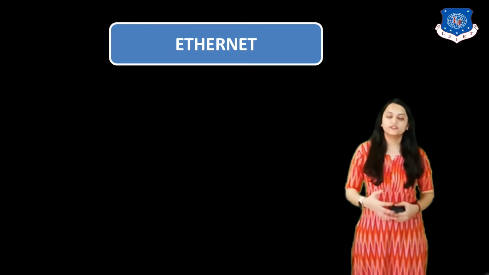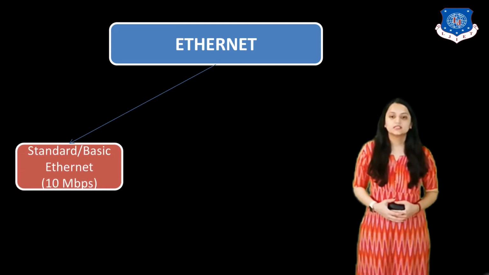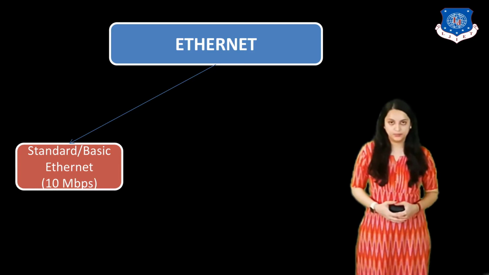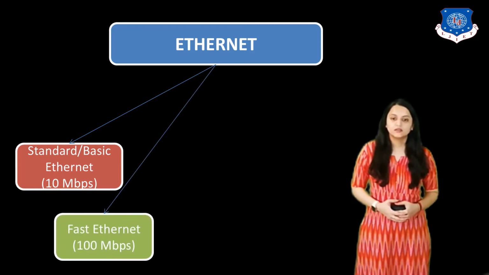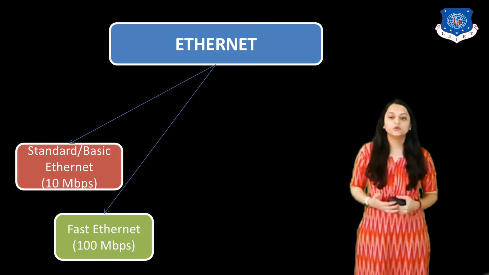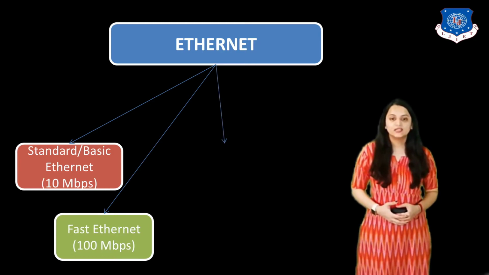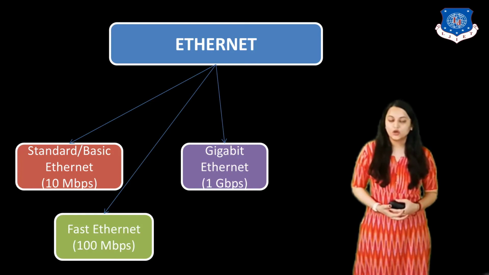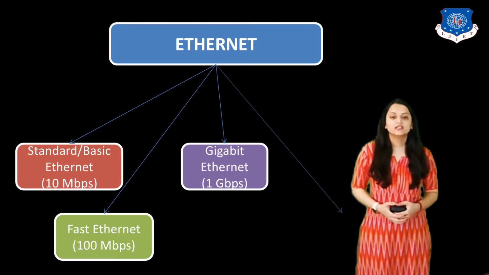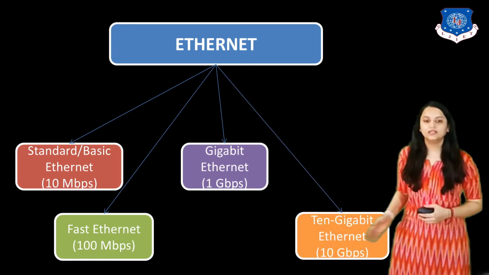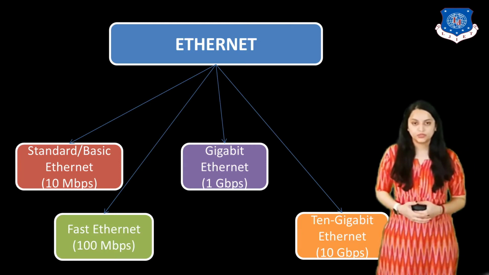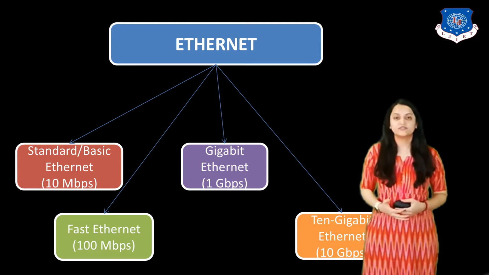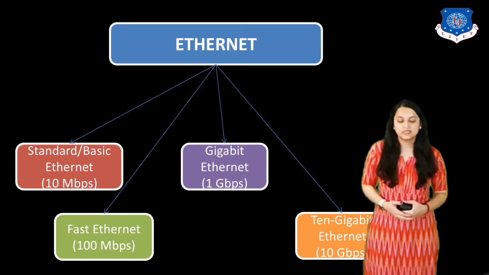So in Ethernet, there are different types of Ethernets. First one is standard or basic Ethernet, which provides the speed of 10 Mbps. Next is fast Ethernet, which provides a speed up to 100 Mbps. After that, the next Ethernet is Gigabit Ethernet, which provides a speed up to 1 Gbps, or 1 gigabit per second. And the next one is 10 gigabit Ethernet that provides the speed up to 10 Gbps. So these are the different Ethernet types according to the speed, or else you can say Ethernet classifications according to which it provides the speed.